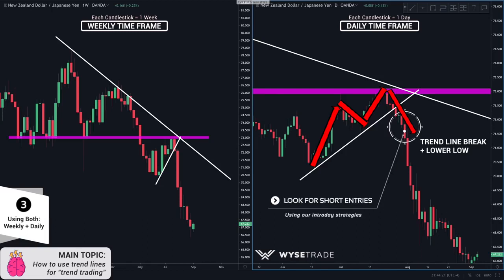Again, the key here is that this all occurred after the rejection and bounce from an area of high confluence, or else you would have just had a trend line break, and that would be meaningless.